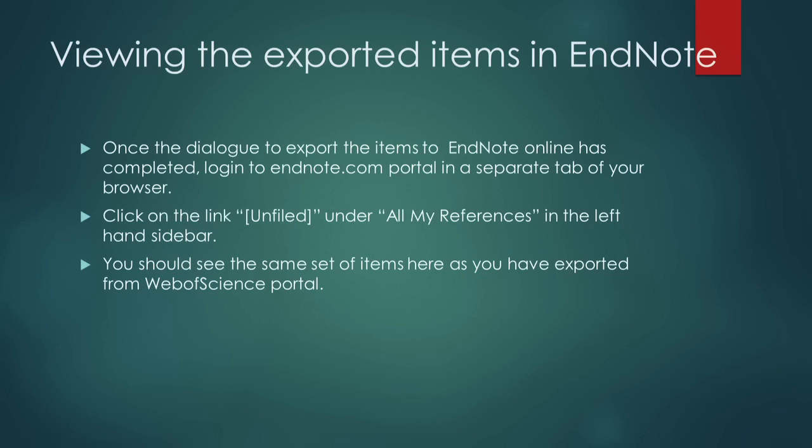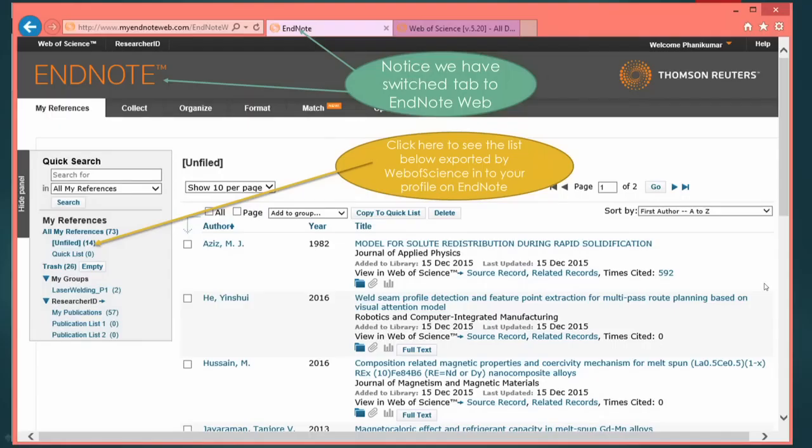Once the dialog to export items to the EndNote online has completed, log into the endnote.com portal in a separate tab, and then click on the link unfiled under all my references in the left hand sidebar, and then you should be seeing the same set of references here as you have exported from the Web of Science portal. And I am now opening up the EndNote portal here. You can note already that we have opened the second tab, and the website name has changed here to EndNote. Okay. And this is the unfiled link with the number of items that we have added, and the items that we have selected are all listed here.